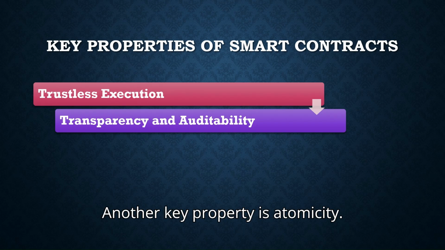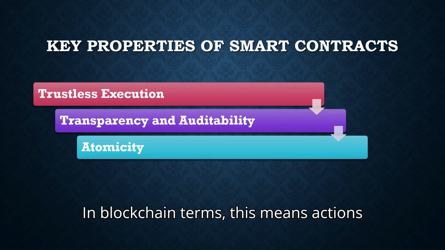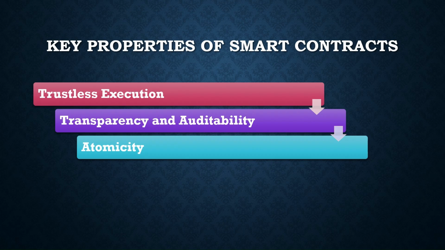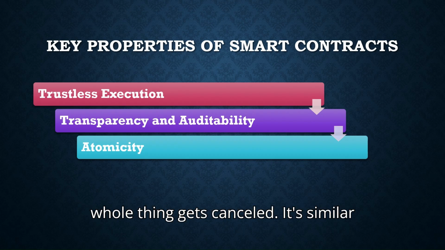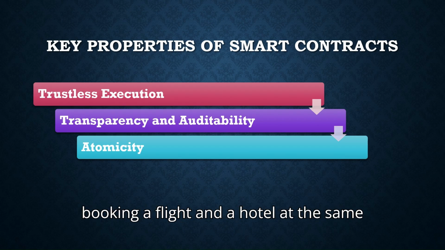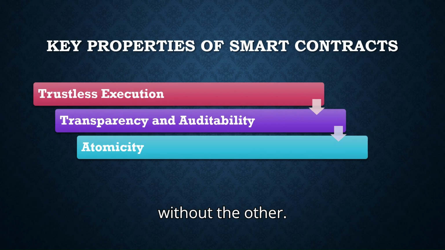Another key property is atomicity. In blockchain terms, this means actions either happen completely or not at all. If part of the transaction fails, the whole thing gets canceled. It's similar to an all or nothing rule. Imagine booking a flight and a hotel at the same time. You don't want one to go through without the other.